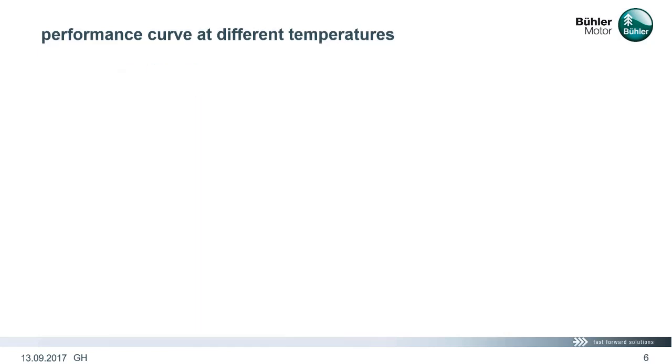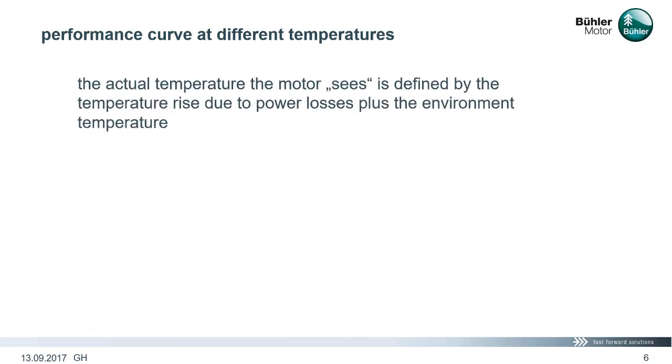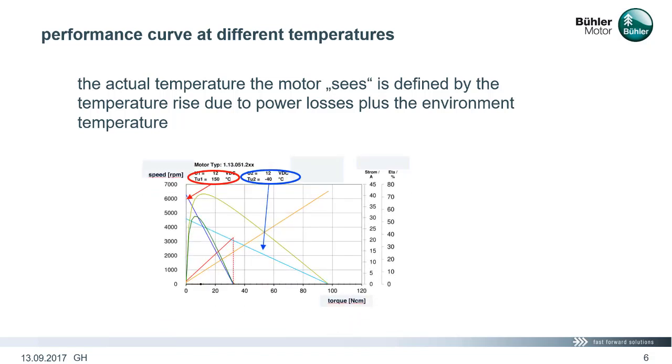The actual temperature the motor sees is defined by the temperature rise due to the power losses plus the temperature of the environment. Performance curves of a 13050-1200 motor at minus 40 degrees C and 150 degrees C are shown here and display the big range the motor covers between the temperature limits. For instance, stall torque varies from around 30 Newton centimeter to almost 100 Newton centimeter. We need to keep in mind that it is the same motor operated with the same voltage.